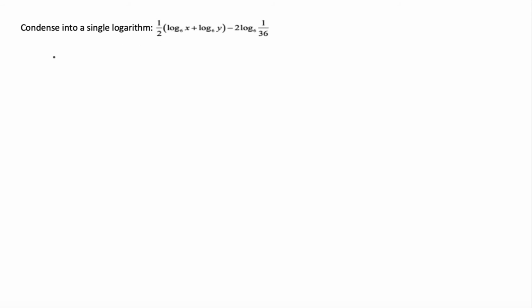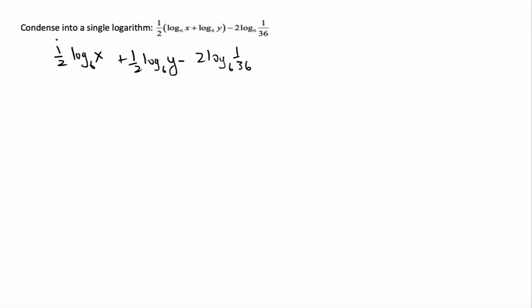When we distribute that, the 1/2 does distribute to each term. So we get 1/2 log base 6 of x plus 1/2 log base 6 of y minus 2 times log base 6 of 1 over 36. Now you're probably thinking, hey, I can simplify this log base 6 of 1 over 36, which, yes, we can. The thing is, though, remember, we're going to condense this into a single log, so we don't want to do that.